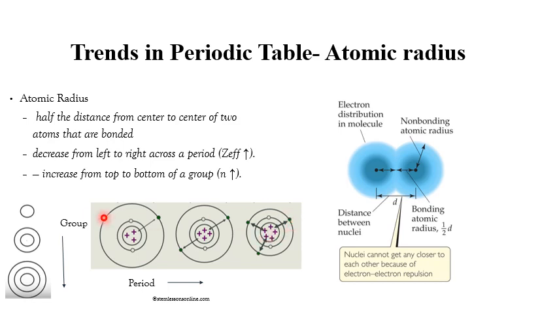And now consider along a group. Along a group, the number of shells are increasing. When the number of shells are increasing, the distance between the nucleus and the outer electron increases. So the Coulombic attraction decreases. So when the force of attraction decreases, what happens? The size increases.